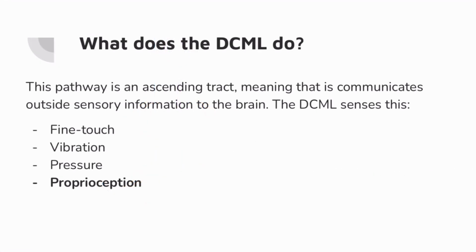Now that we know what the DCML looks like, what does it do? This pathway is a descending tract, meaning that it communicates outside sensory information to the brain. Specifically, the DCML senses fine touch, vibration, pressure, and most importantly, proprioception, which is your body's ability to sense its position in space and movement.